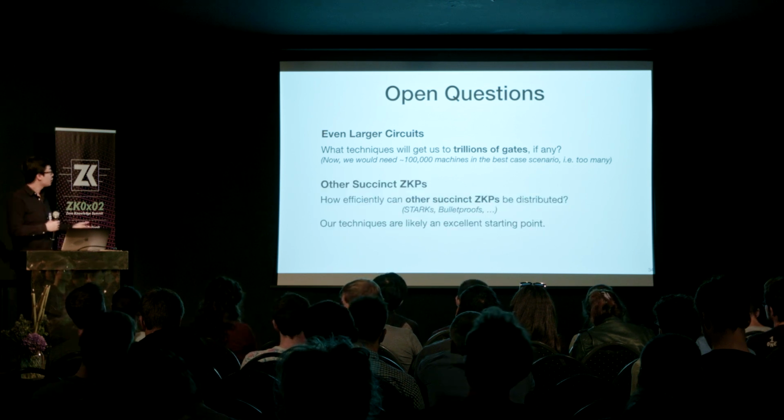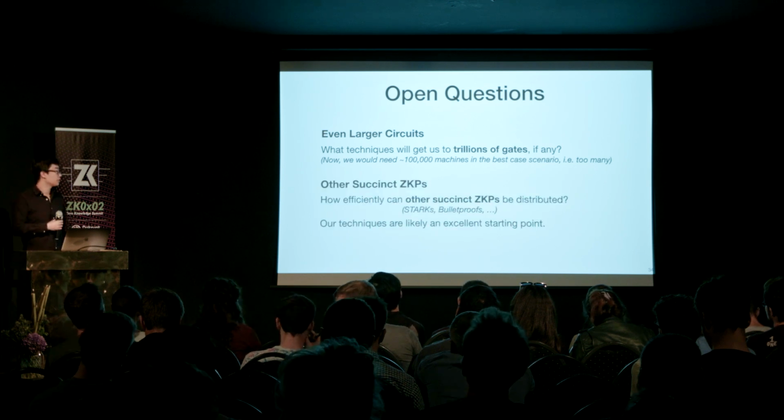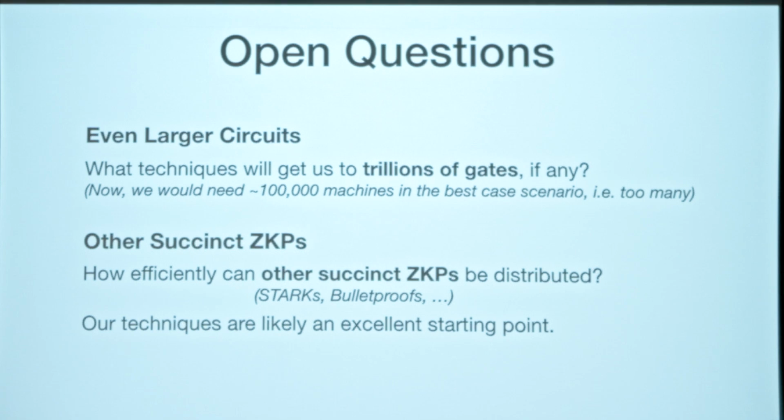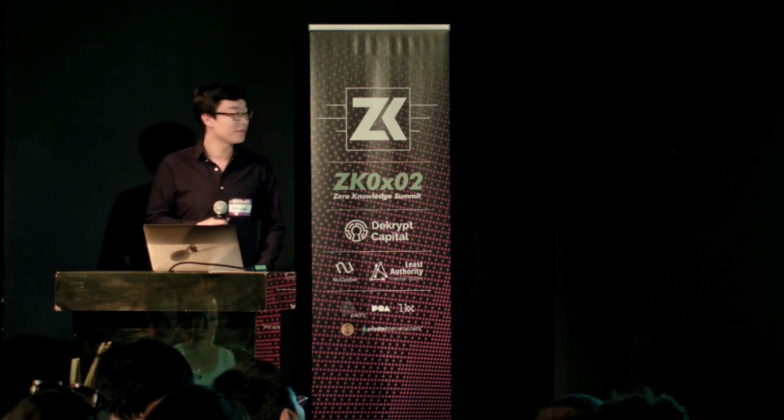The second open question is with regards to other succinct zero-knowledge proofs. How efficiently can other succinct zero-knowledge proofs be distributed? You can look at STARKs or Bulletproofs. Our techniques are likely an excellent starting point. They share a lot of common primitives below, and it seems to be an area that would be very fruitful to study further. And so with that, I'd like to conclude, and thanks for your attention.